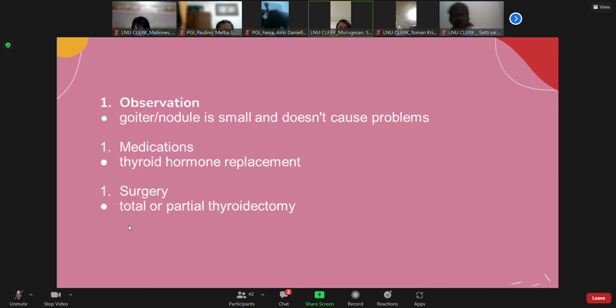Observation is done if the goiter or nodule is small and does not cause any problem. Medications like thyroid hormone replacement are given in conditions like hyperthyroidism. Surgery is done, like total or partial thyroidectomy. Total thyroidectomy is removing the entire thyroid gland, and partial thyroidectomy is removing part of the thyroid gland.